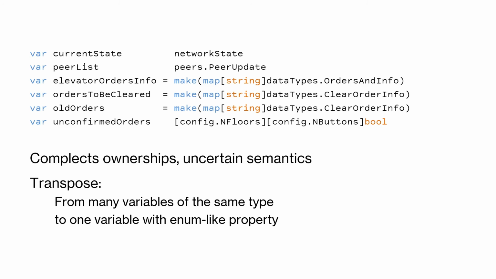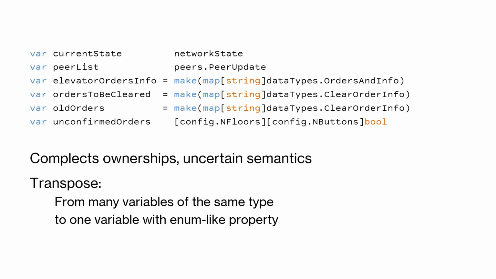There's too much data here. We can simplify this by reducing the amount of data. So instead of having multiple variables of the same type but with different names and different usage patterns, maybe we could have one variable with multiple usage patterns. So instead of having just the table of booleans, it's a table of something other than boolean. It's a table of, is it confirmed, is it old, is there no order, and so on.